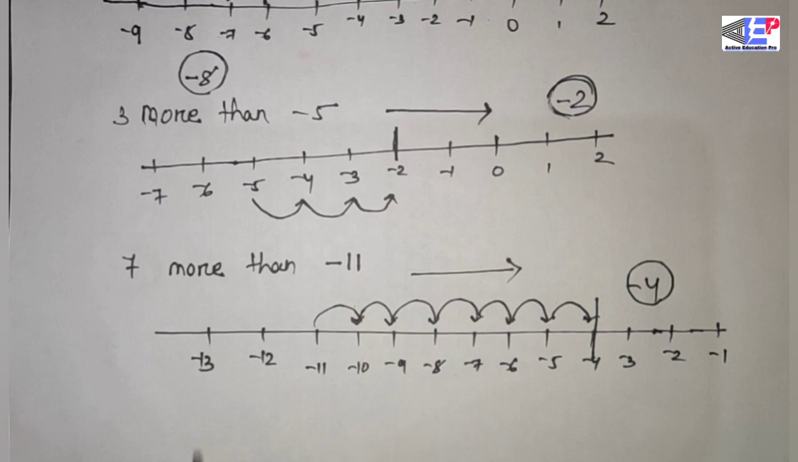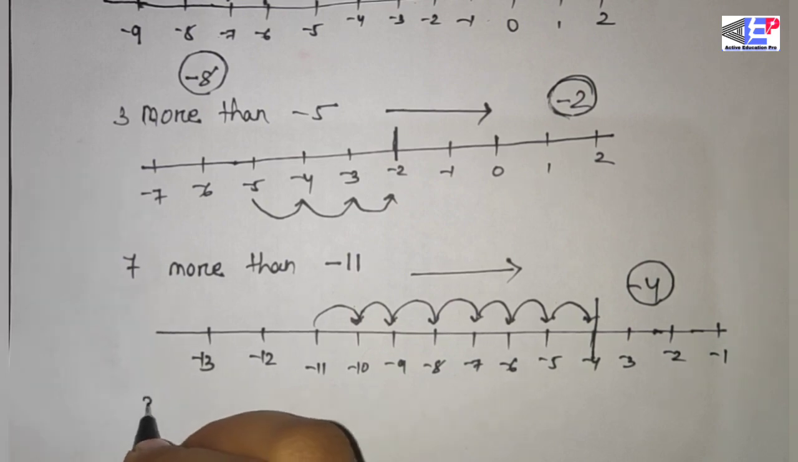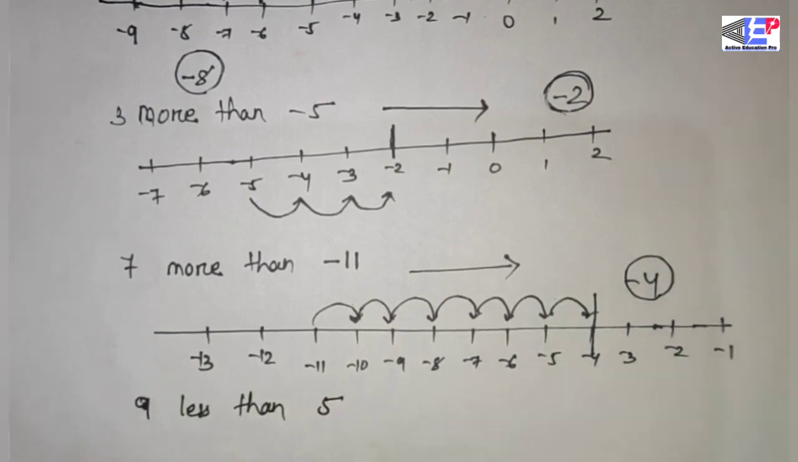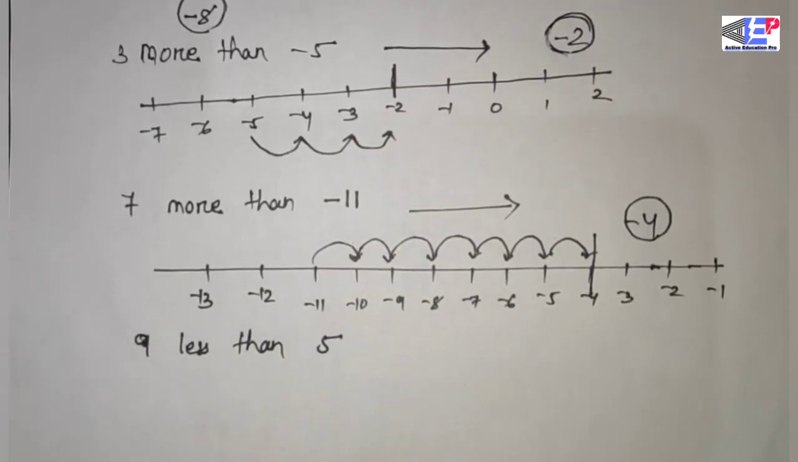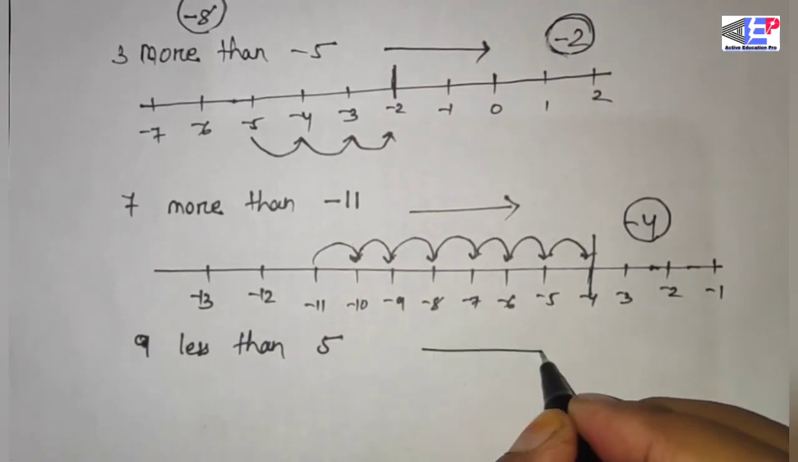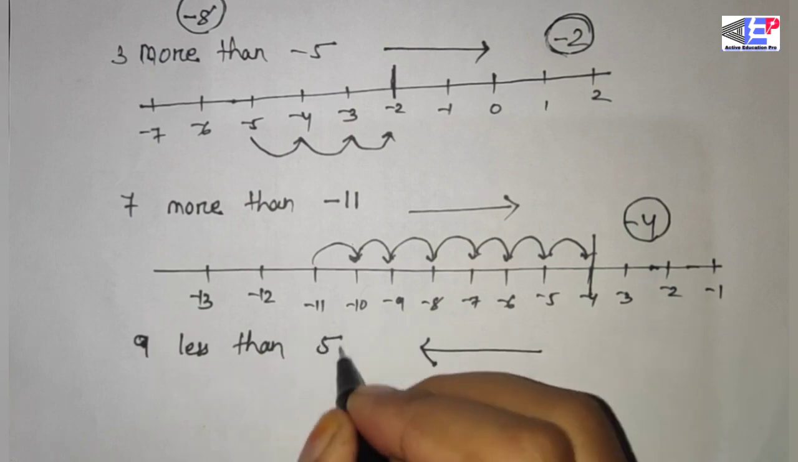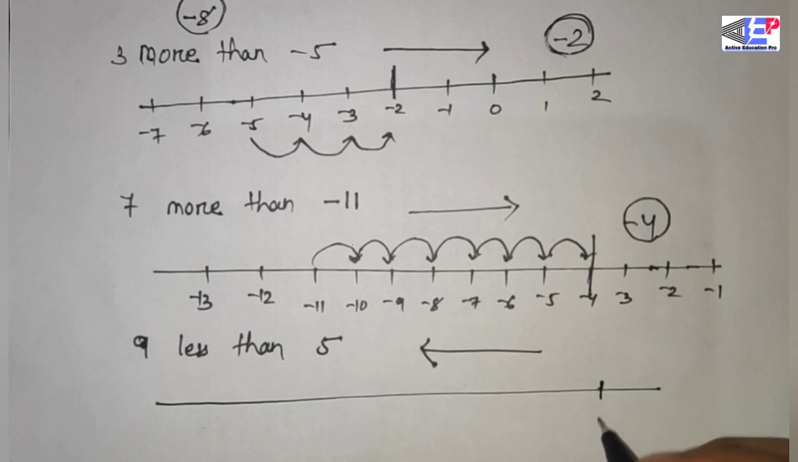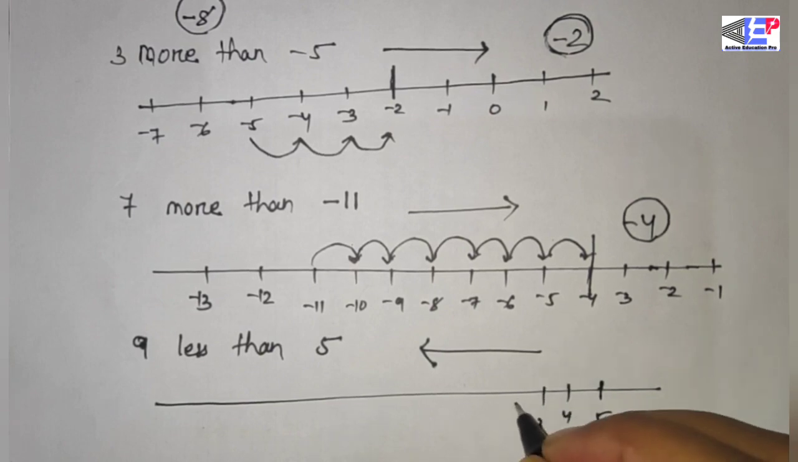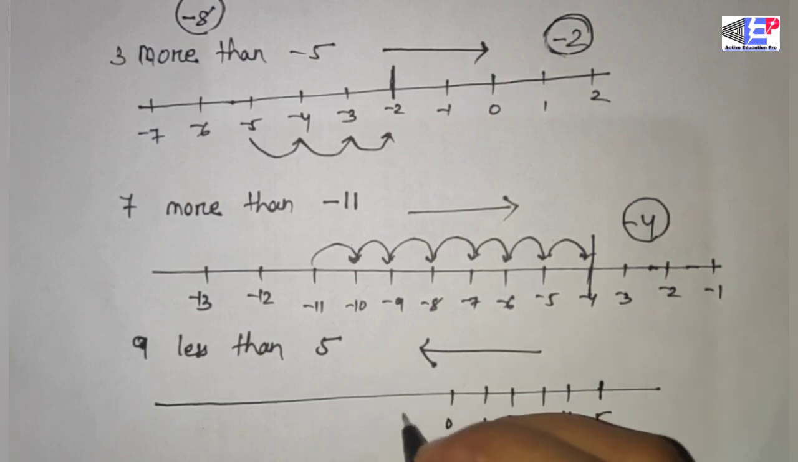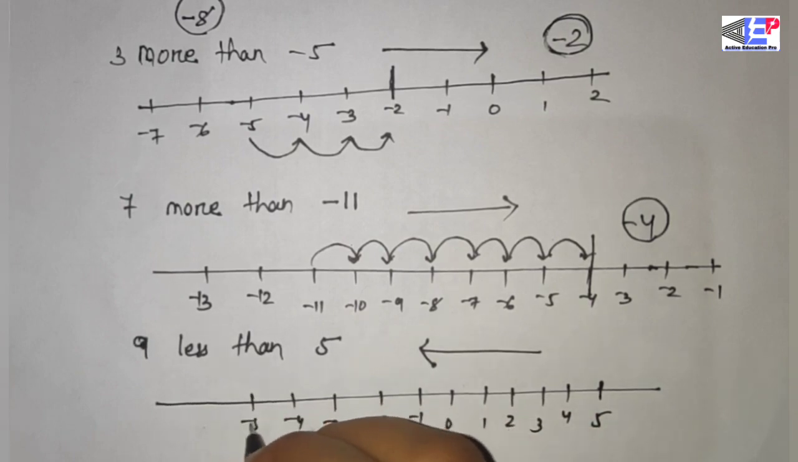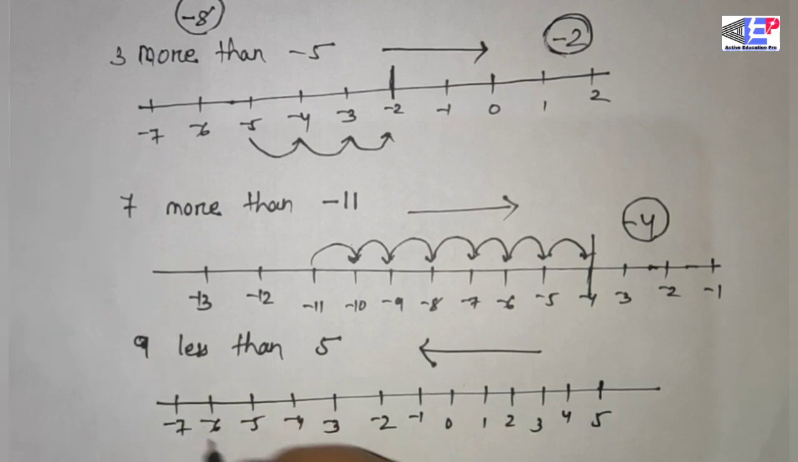Another example. 9 less than 5. Look here, 9 less than 5. Less than means you have to move right to left, and the starting point is 5. So first draw a number line and keep it here: 5, 4, 3, 2, 1, 0, minus 1, minus 2, minus 3, minus 4, minus 5, minus 6, minus 7 and so on.